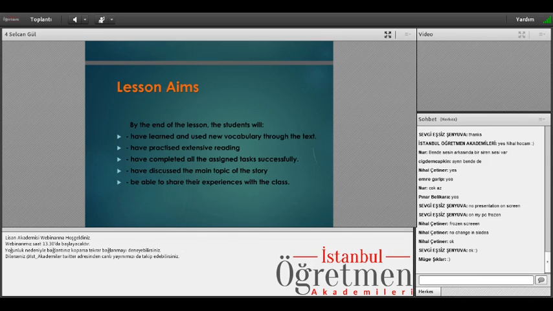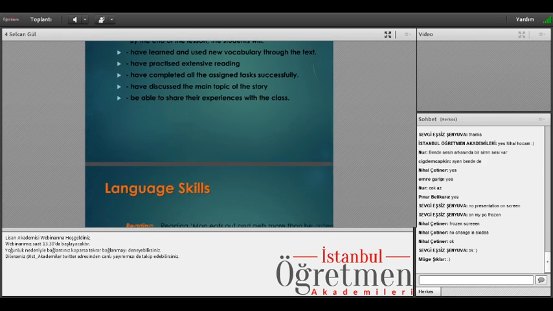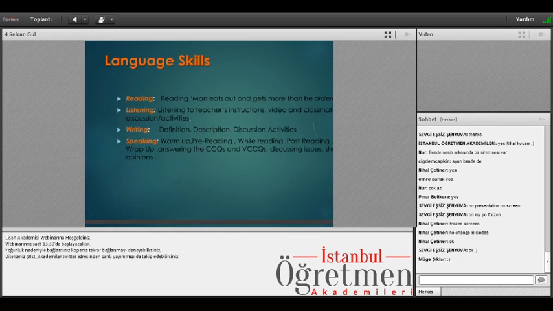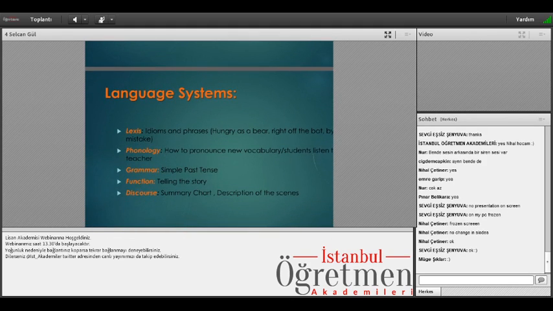Students are supposed to learn new vocabulary, practice extensive reading, complete all the assigned tasks, discuss the main topic, and share their experiences. And also language skills. 4 language skills are aimed to be used efficiently during the lesson. And we will be talking about all of these activities in the following slides. And also, language system, there are some idioms in the reading text, such as hungry as a bear, right off the bat, and by mistake supposed to be taught.